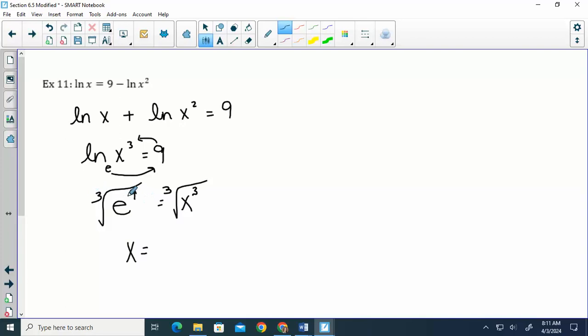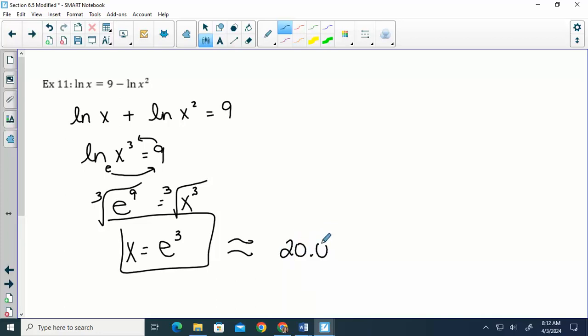If you want to simplify that, it's 9 over 3, which is 3. So x equals e to the third. Or if I ask for the approximation, you can use the e button on your calculator. e to the third is about 20.0855. If we plug that back in, is it an okay answer? Yeah.